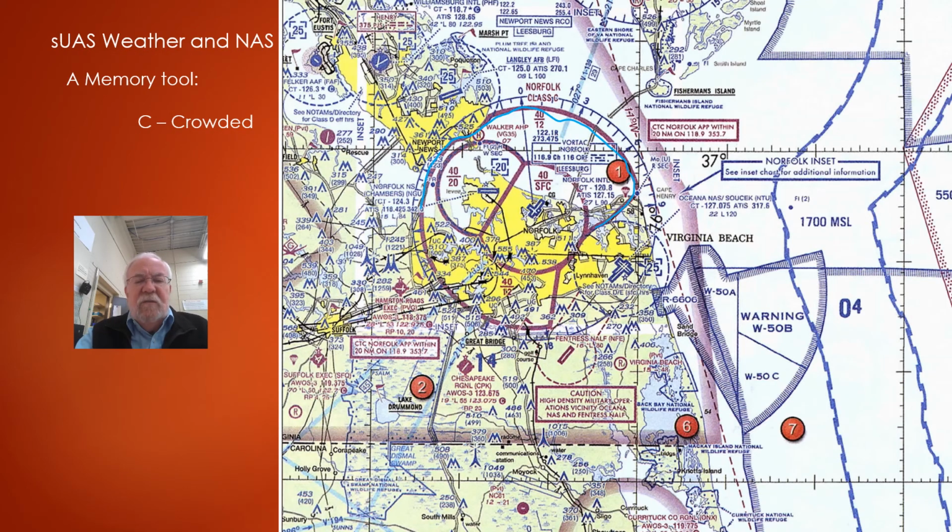Okay, this is Class C airspace, magenta solid line. Norfolk, you can see that right by the airport, it's 4,000 feet top, surface from the ground to 4,000 feet is controlled airspace in this inner ring.